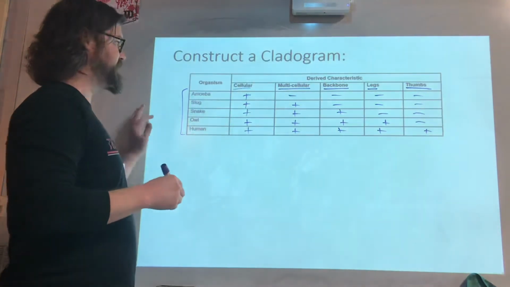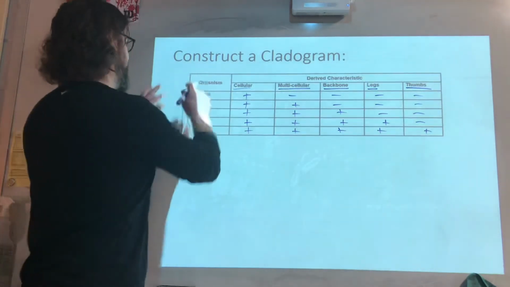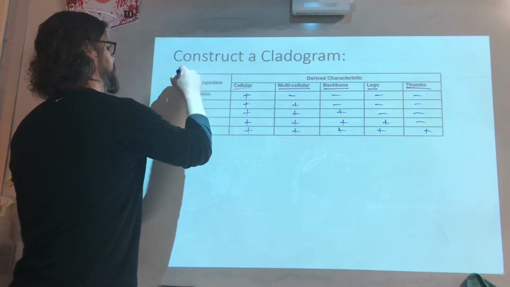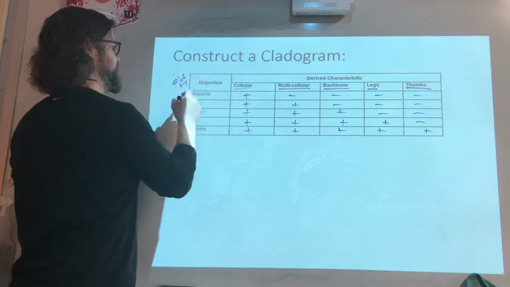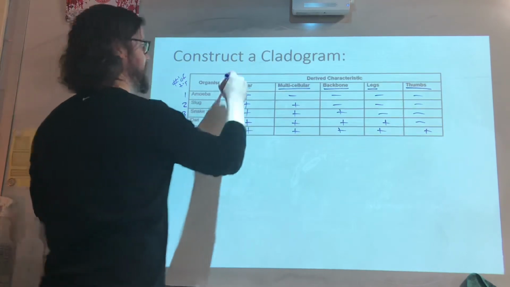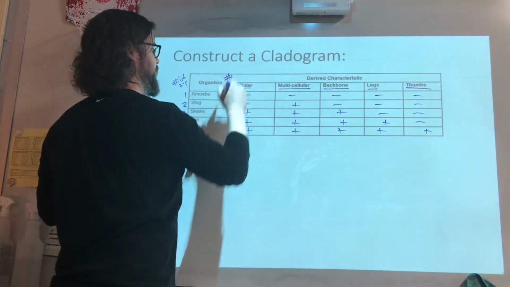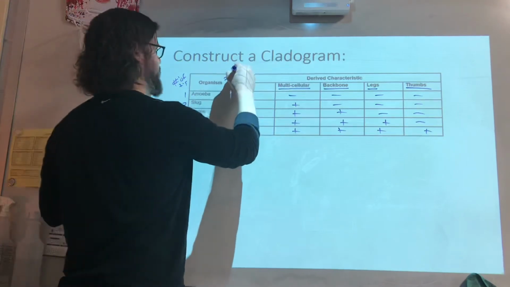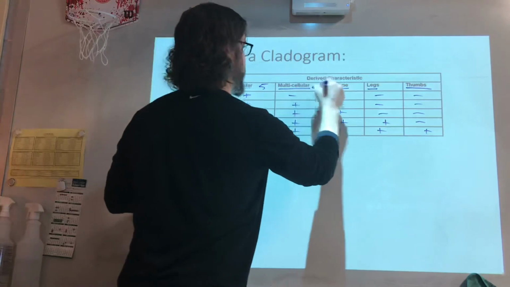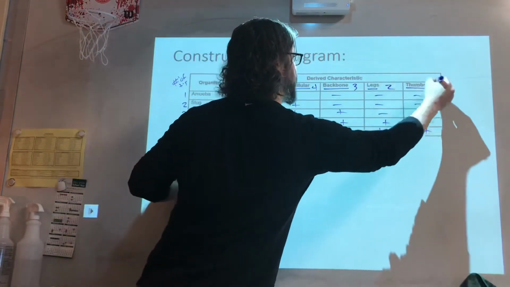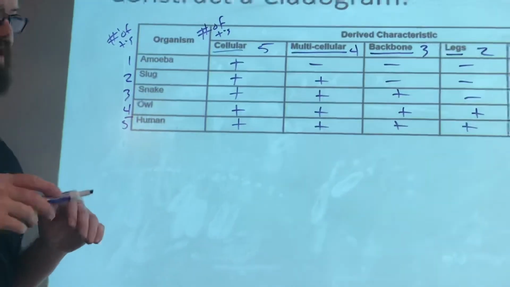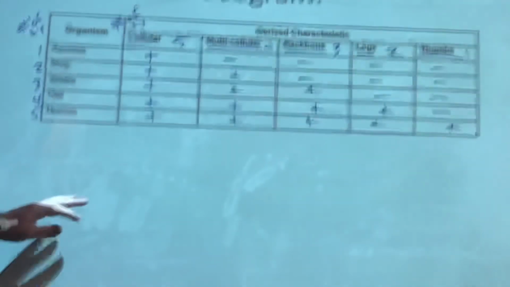To make things a little bit easier to look at, down the side, put your number of pluses for each organism. Number of pluses. So amoebas have 1, and this is going to work out like this. And then with your characteristics too, also put the number of pluses. And this is going to be 5, 4, 3, 2, and 1, like that. Okay. Next step. This is where you start drawing your cladogram.